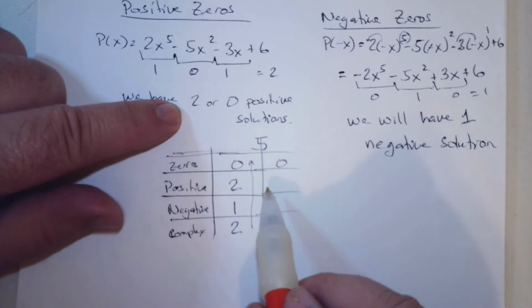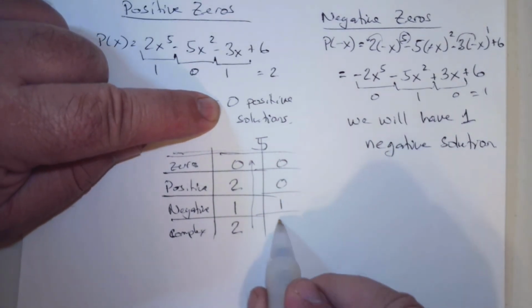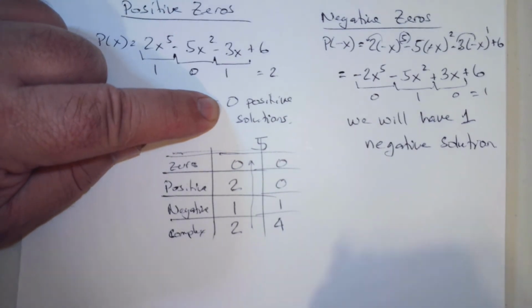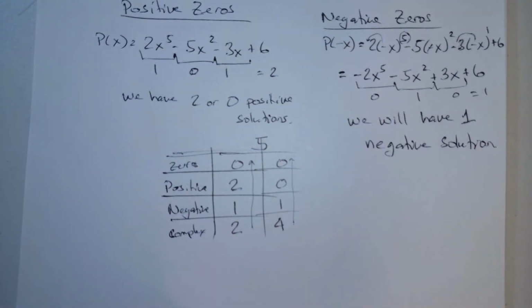Okay, this next one. We have no zeros. What if we had no positives and 1 negative? That means we're going to have 4 complex terms. Plus 4 plus 1 plus 0 plus 0 equals 5. So this is how we look at these things.